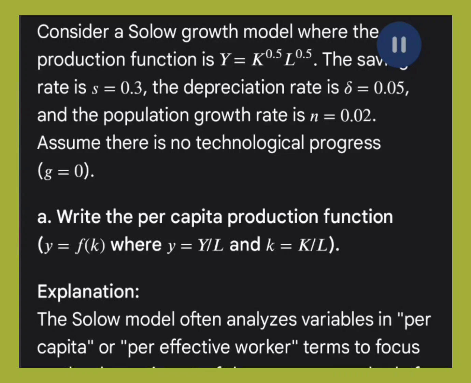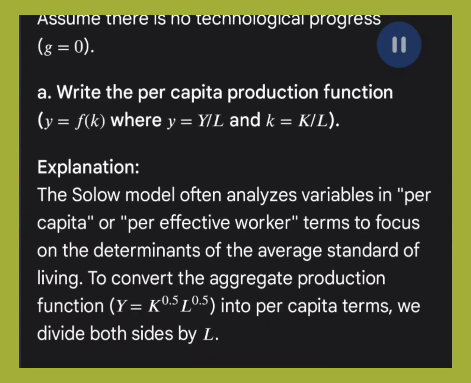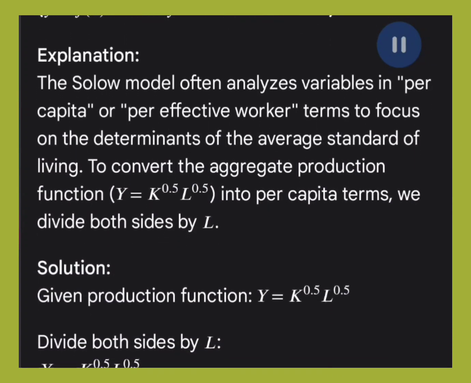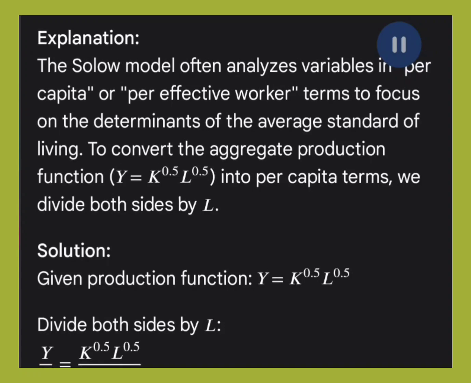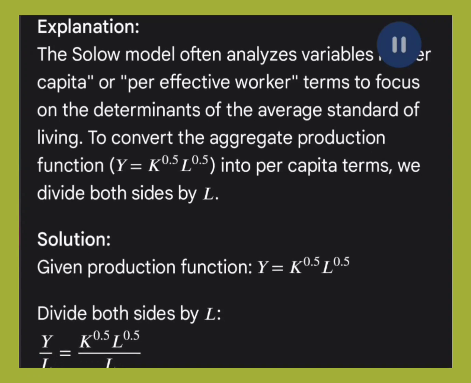A. Write the per capita production function y equals f of k, where y equals Y divided by L and k equals K divided by L. Explanation: the Solow model often analyzes variables in per capita or per effective worker terms to focus on the determinants of the average standard of living. To convert the aggregate production function Y equals K to the power of 0.5 L to the power of 0.5 into per capita terms, we divide both sides by L.